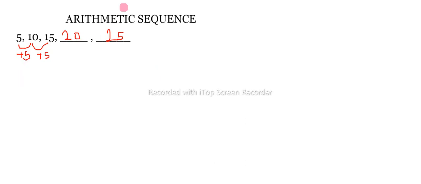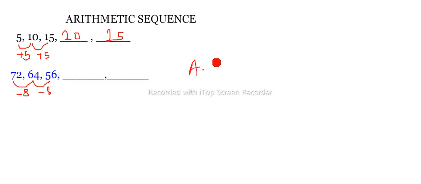Now let me give another example for arithmetic sequence. Look at this example. We have 72, 64, 56. Let's check if it's an arithmetic sequence or arithmetic progression. 72 to 64, that's like we subtracted 8. Then 64 to 56, we subtracted 8 as well. So since we keep subtracting, that makes it an AP. So this is an AP, arithmetic progression, or simply put, an arithmetic sequence.